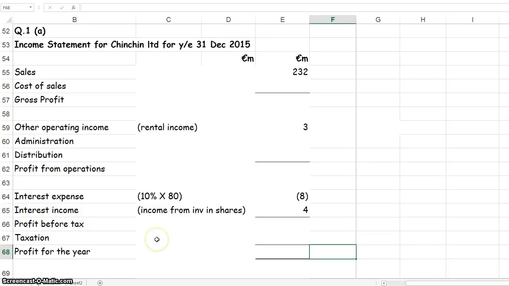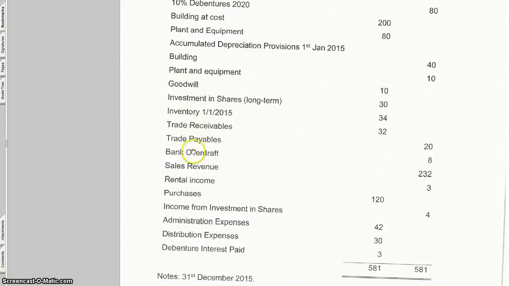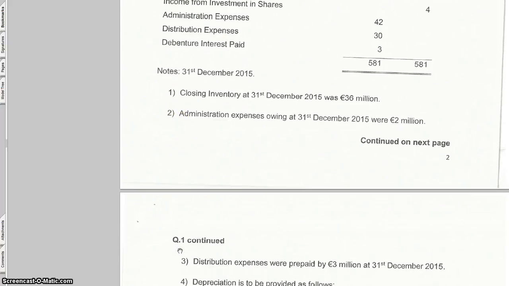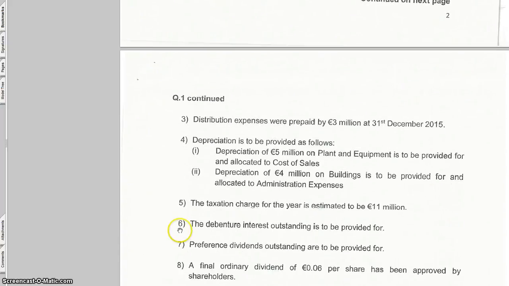Taxation will either be given in the trial balance or else in a note to the question. So you do a quick scroll down through the trial balance, and there's nothing to do with taxation there, so we look for the notes. It tells us in note 5 the taxation charge is 11 million estimated. That's going to be a current liability, but we also need to show it as an expense.